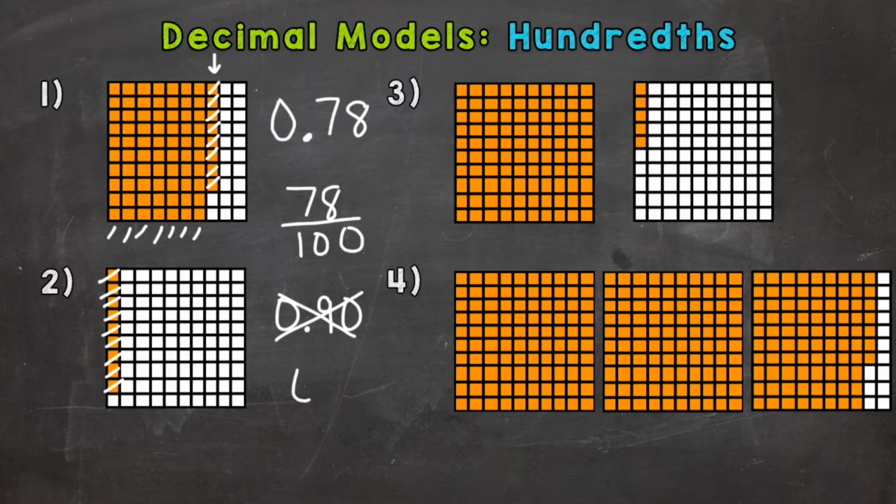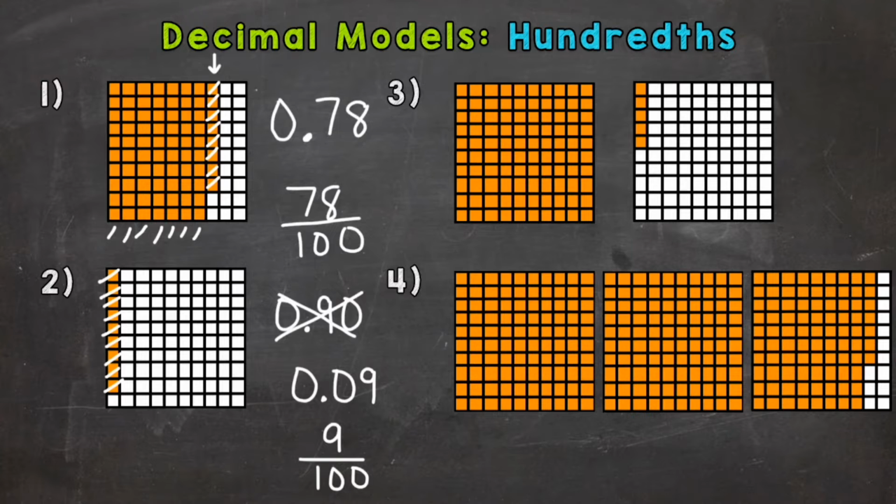What we need to do is use a placeholder 0 to bump the 9 over to the hundredths place, and now we have 9 hundredths. Or we can write it as a fraction, 9 hundredths, 9 out of 100.